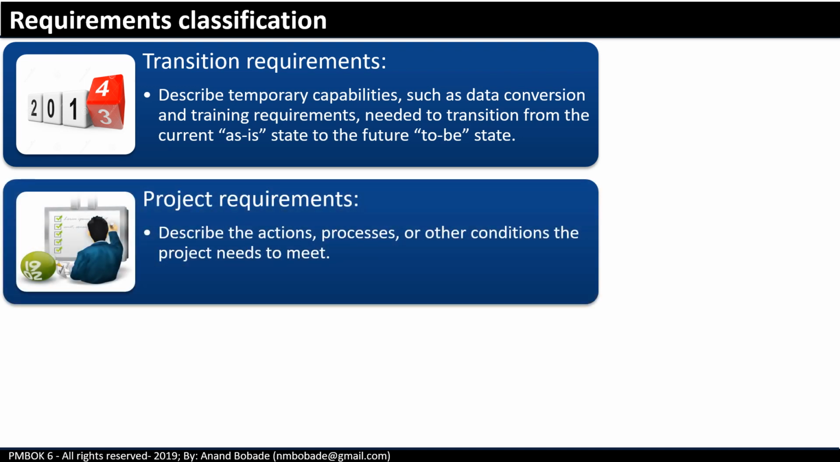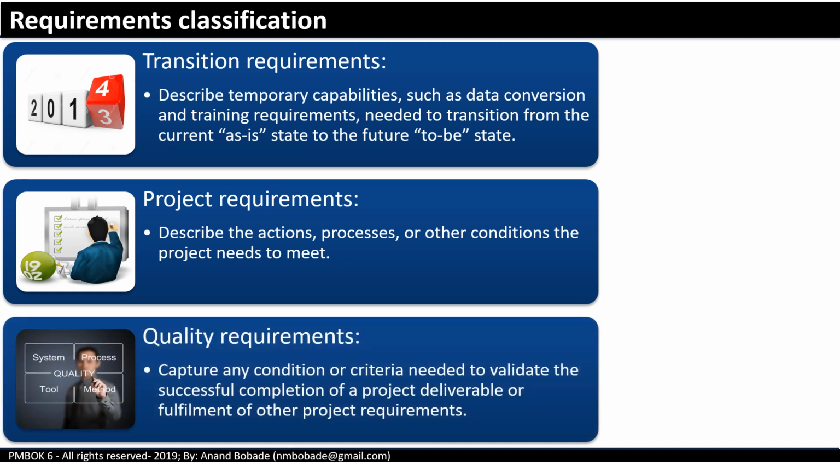Project requirement. It describes the actions, processes, or other conditions the project needs to meet. For example, what are the constraints on the budget, schedule, or quality? Project sponsor may say, this product deliverable has to be delivered before so and so date. Quality requirement. It helps you to capture any condition or criteria needed to validate the successful completion of project deliverable or fulfillment of other project requirements.